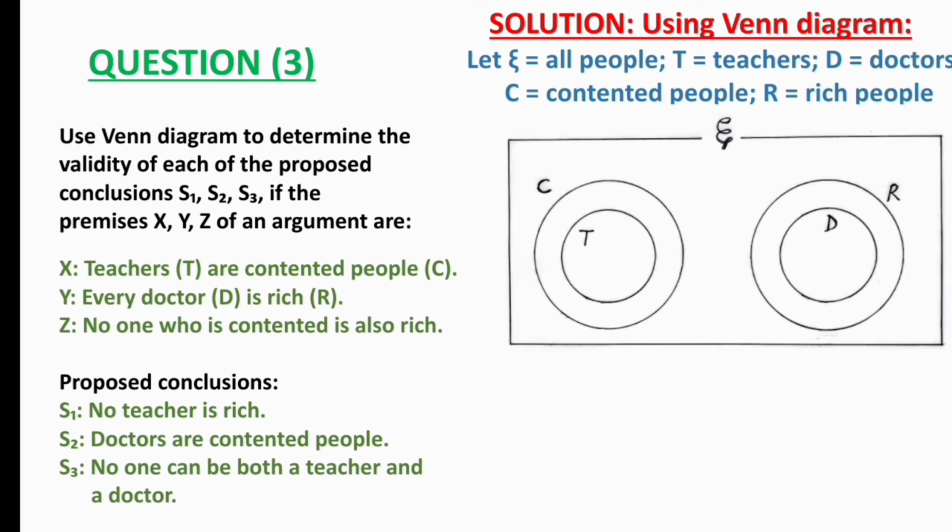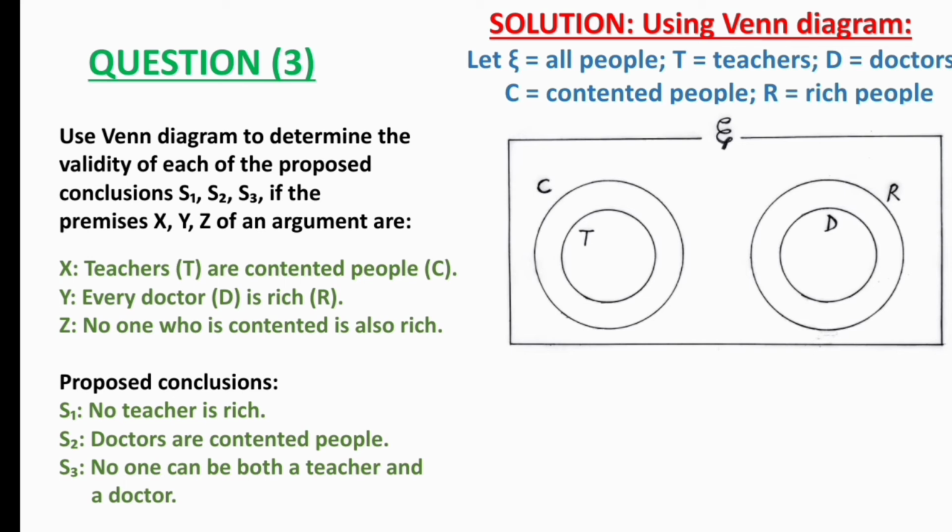Now this is the Venn diagram. From the first premise X, teachers are contented people. That means the circle for T is inside the circle for C. The second premise Y says every doctor D is rich. That means the circle for D is inside the circle for R.